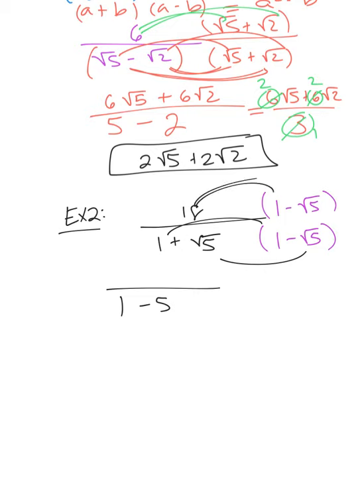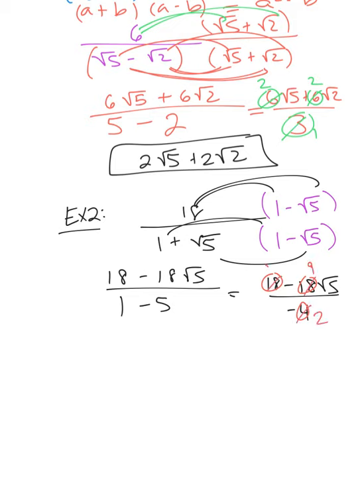In my numerator, I'll distribute the 18. I have 18 minus 18 radical 5. So I now have 18 minus 18 radical 5 all over negative 4. There's a common factor with the rational numbers. These all contain a factor of 2. So 2, 9, and 9. So my final answer is 9 minus 9 radical 5 over negative 2.